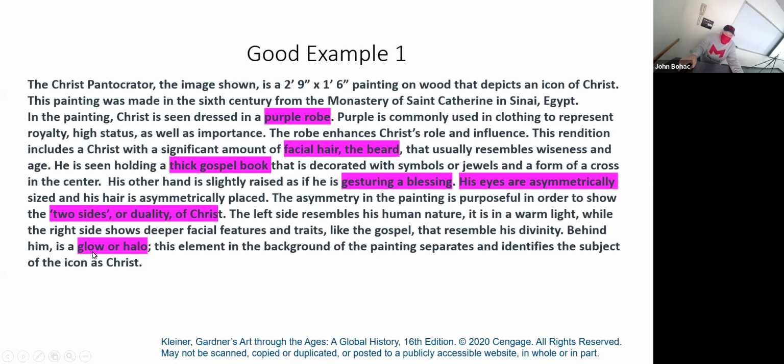Behind him is a glow or a halo. This element in the background of the painting separates and identifies the subject as the icon of Christ. So here it is. All of these are right there.